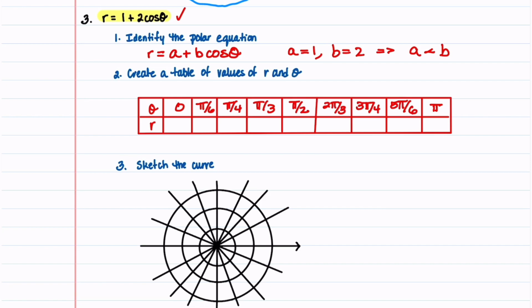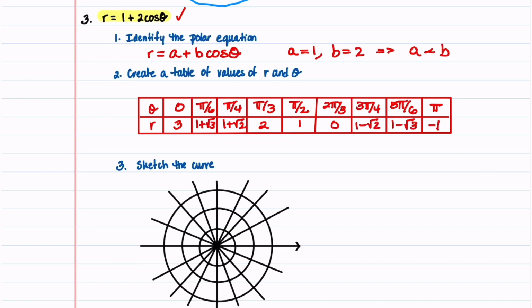When theta is 0, cosine of 0 is 1, so this is 3. Cosine of pi over 6 is root 3 over 2, so this becomes 1 plus root 3. See if we can squish it in. Cosine of pi over 4 is root 2 over 2, so this becomes 1 plus root 2. And then we do the same thing for the rest of the values, and we get 2, 1, 0, 1 minus root 2, 1 minus root 3, and lastly, minus 1.